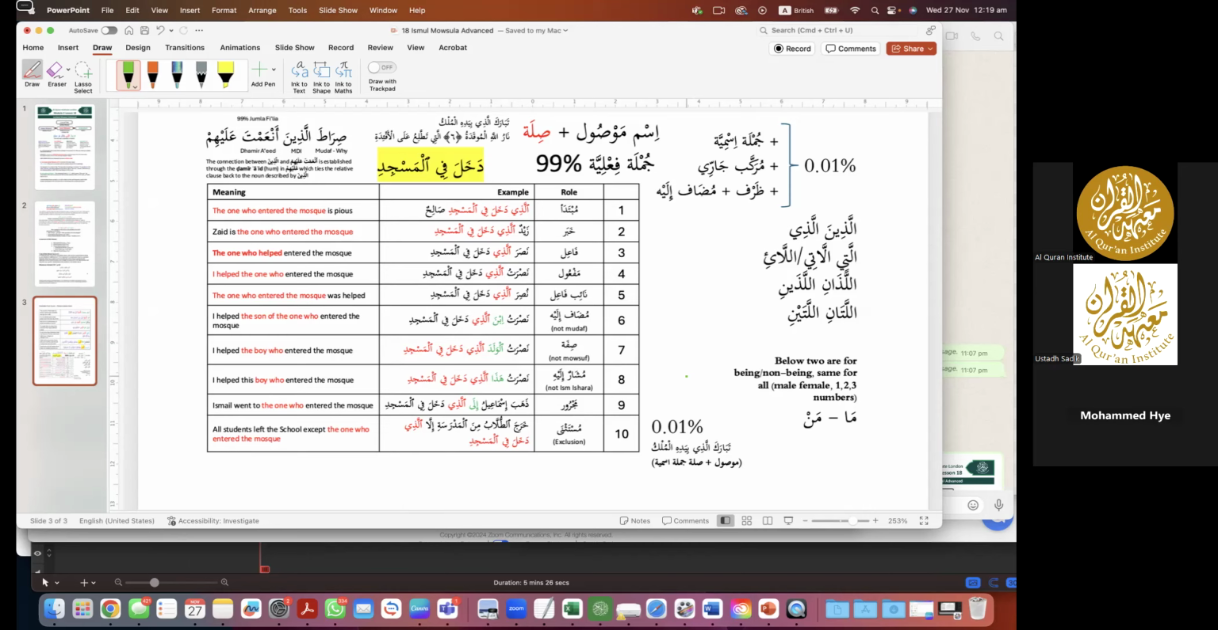Dakhala fil masjidi. This is the phrase. This is a sentence. Let's call it a phrase just for simplicity, to use it again and again, but it's a jumla, of course. Based on that, a number of other examples have been created. For example, Allazi, okay, you will try to enlarge it.